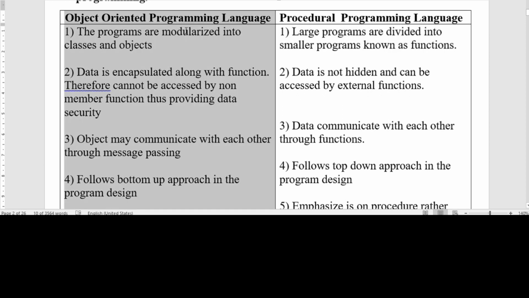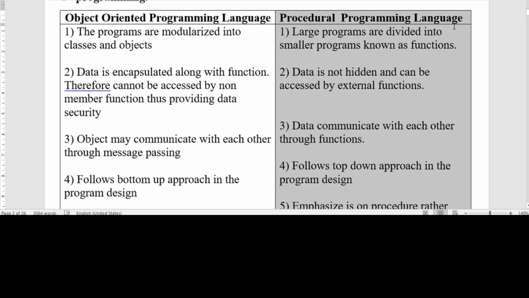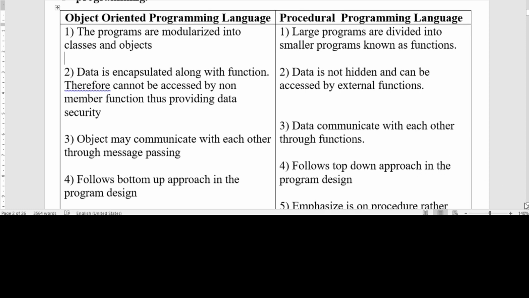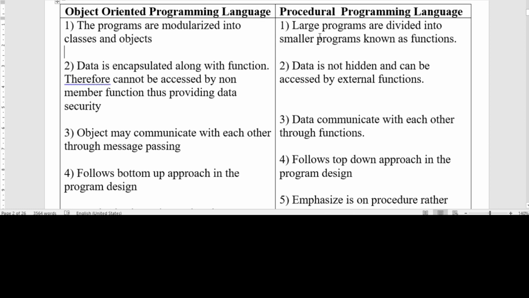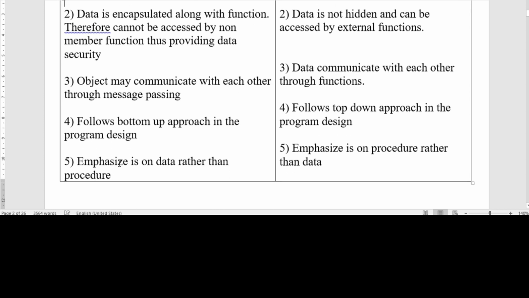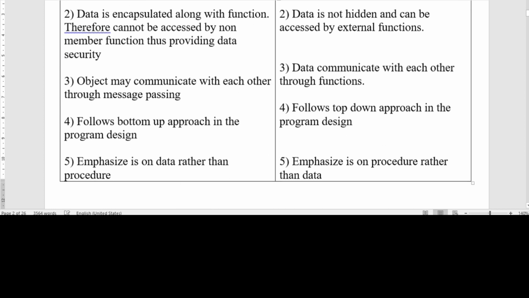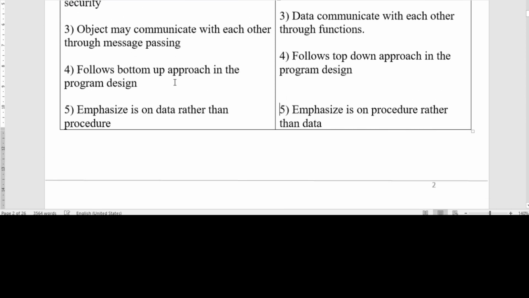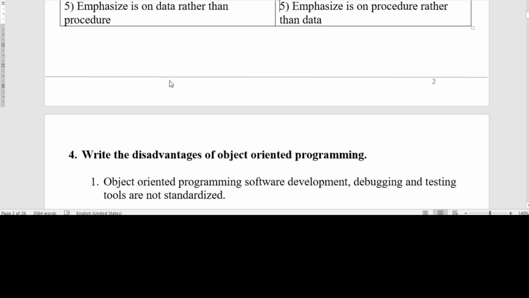So first you will be learning about object-oriented, then about procedural-oriented programming. So like this, you have to make columns and write the points, that is object-oriented programming and procedural programming. Totally you have 5 points. So you need to learn these 5 points. This is the difference, the most usually asked question.